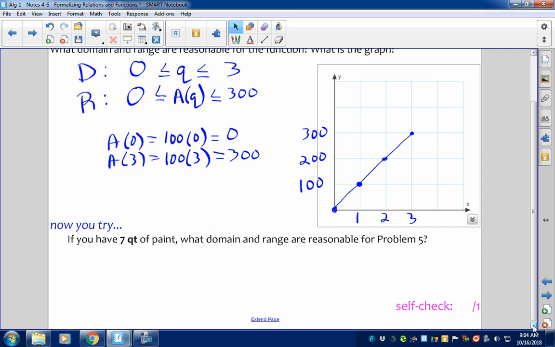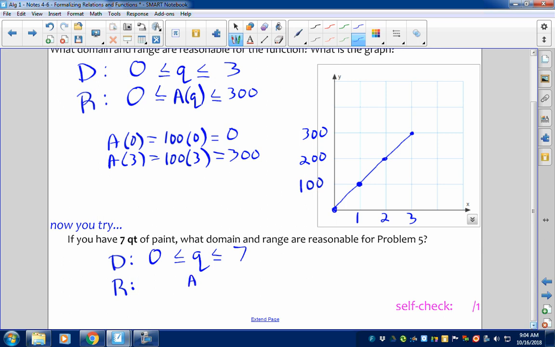If you have 7 quarts of paint, what would the domain and range be here? What would change for my domain if I have 7 quarts of paint? We'd have Q in the middle, and it would go from 0 to 7 for the domain. And what about the range? What would the range A of Q be? If I plug in 0, I get 0 square feet of coverage. If I plug in 7, it would be 700. And so that's the only thing that would change in that problem. Okay.